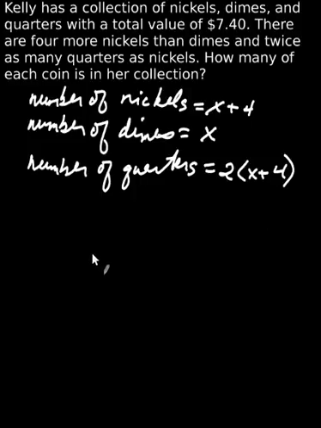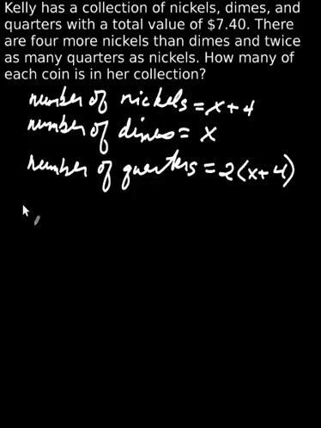Okay, so now that you have expressions for your unknowns, now you want to create an equation that allows you to solve for the x. That equation is based upon the fact that we have a total of $7.40. So if you think about how much money Kelly has in terms of nickels, every time she has 1 nickel, that's 5 cents, right? Well, how many nickels does she have? She has x plus 4 nickels.